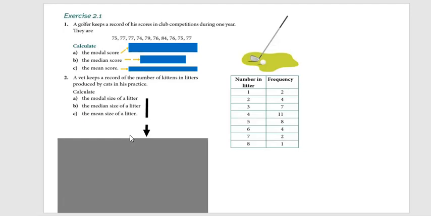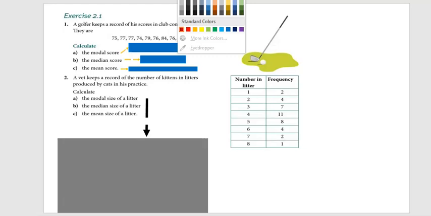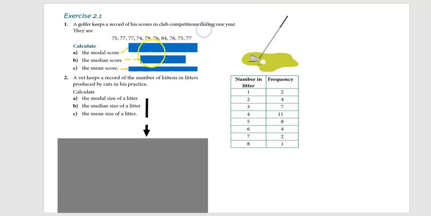A golfer keeps a record of his scores in club competitions during 1 year. They are 75, 77, and you can see the values the data are giving. So let's look at this.